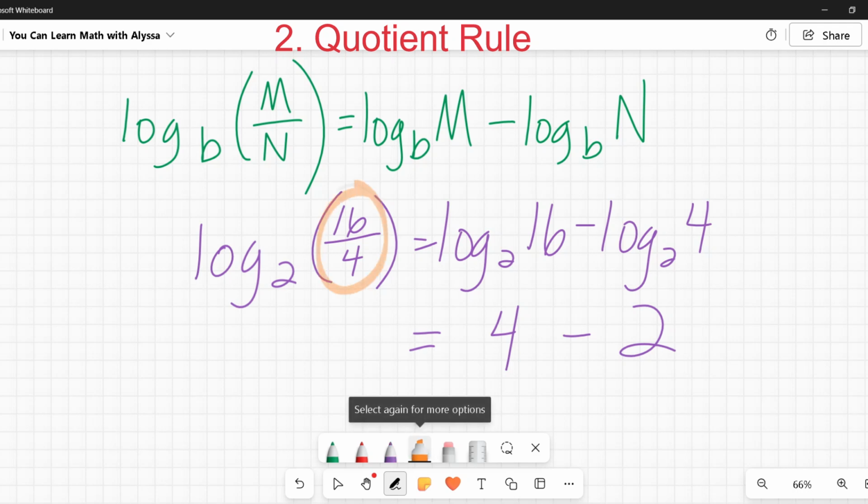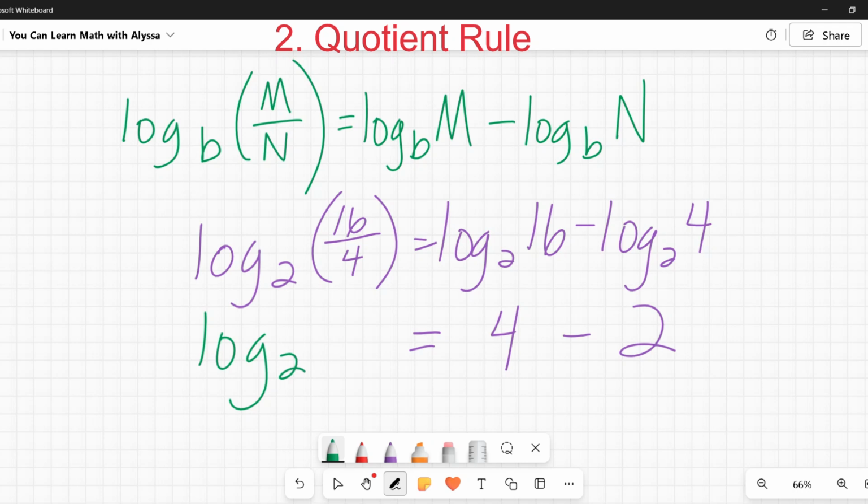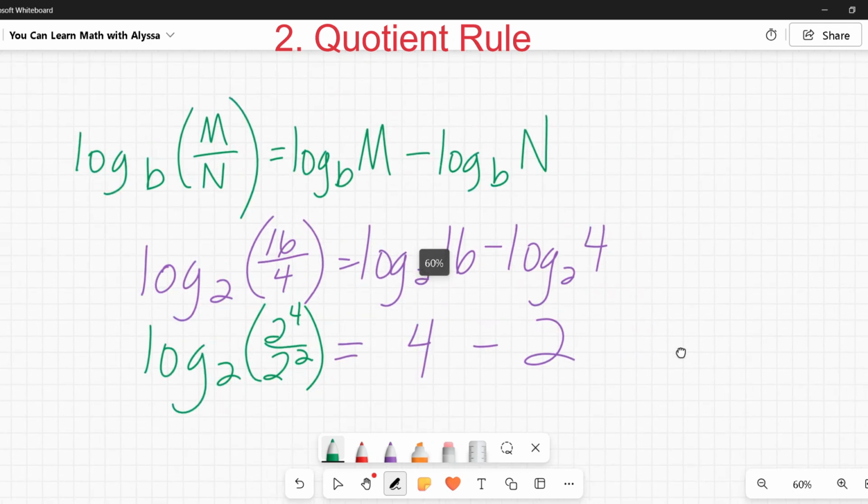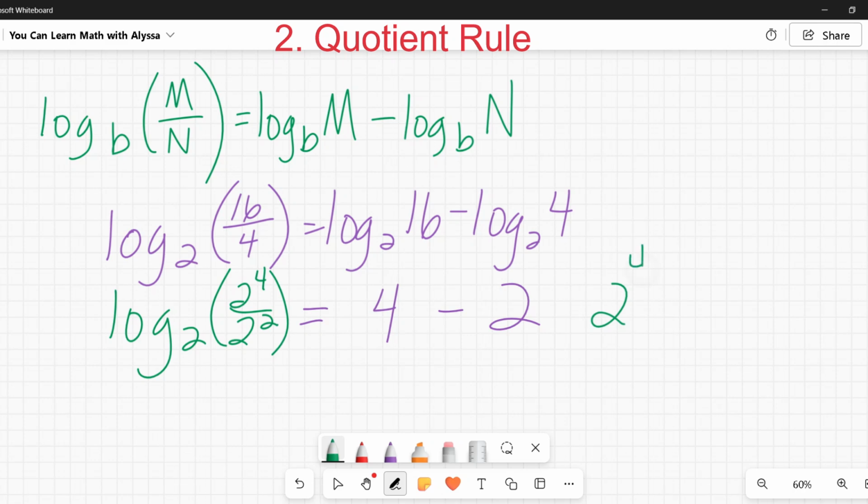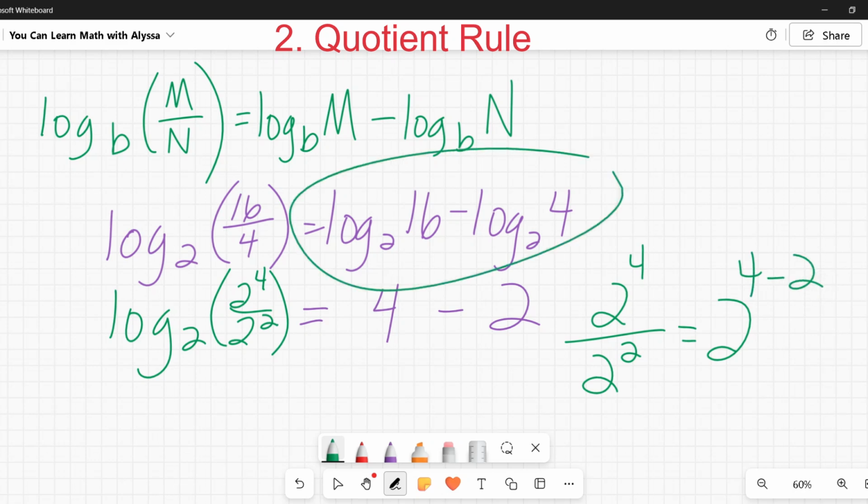And I could divide this and then do the log of it. But just to show you what's going on, let's rewrite these as exponents. On the top, we have 16, which is 2 to the power of 4. And on the bottom, I have 4, which is 2 squared. Like I just mentioned when we were talking about those exponent rules, what is 2 to the power of 4 divided by 2 squared? We subtract those exponents. And here log is trying to find out what the exponents are.